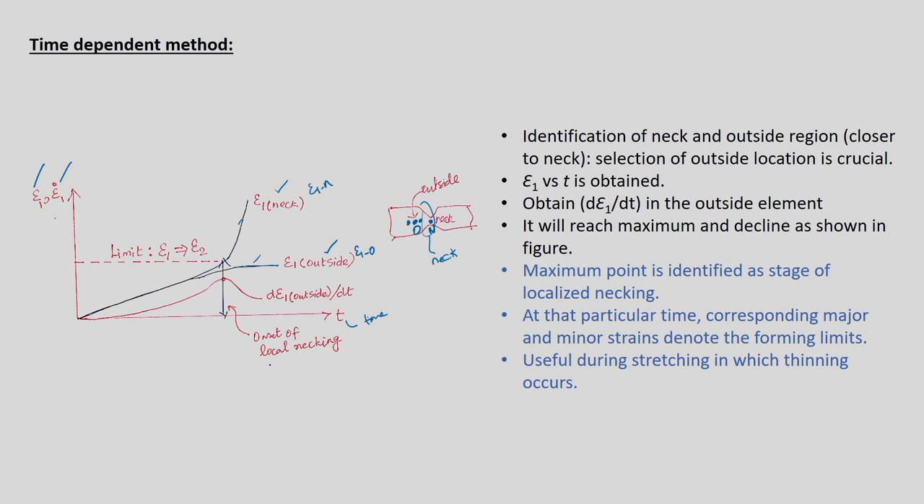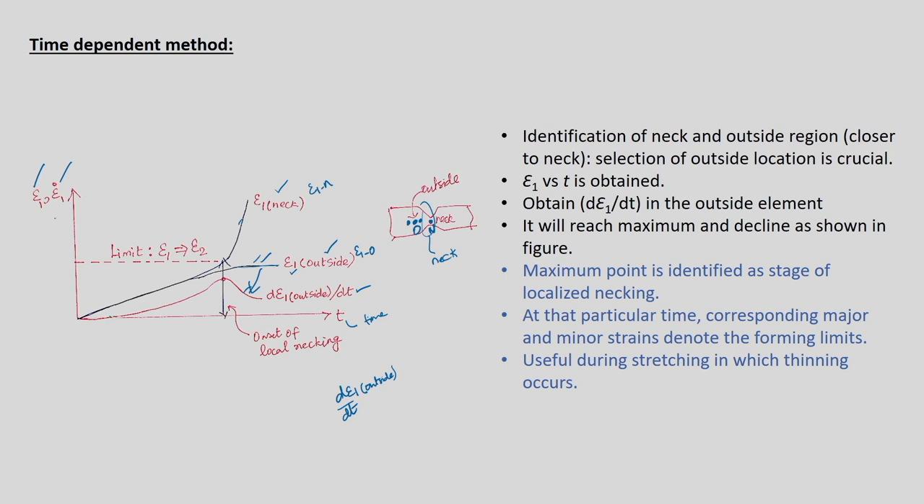Now you have to get how d epsilon 1 outside changes with time. That will give you this red curve. That is why I have written d epsilon by dt. Basically it is strain rate only, the major strain rate at the outside location. For this variation, you get the slope and plot it with respect to time. So, how is epsilon 1 outside changing with respect to time?